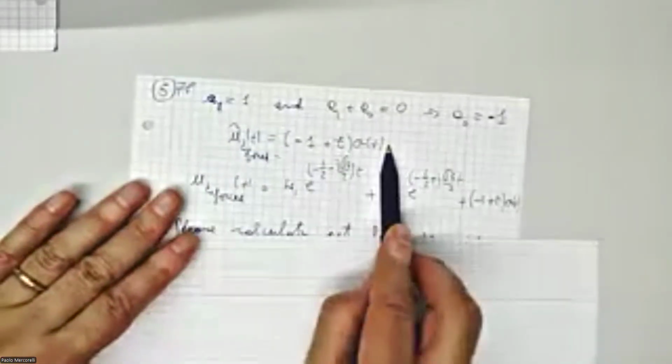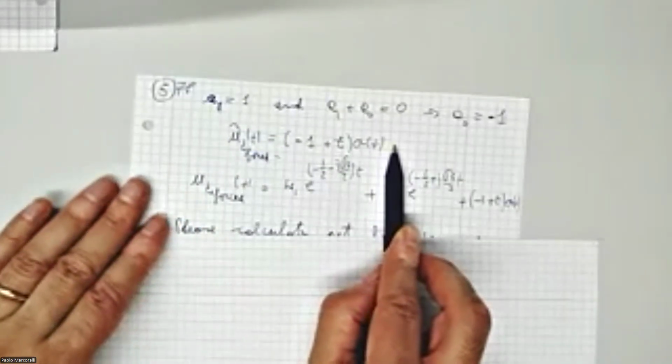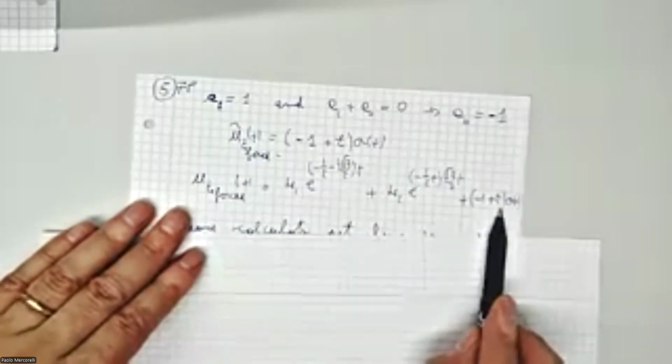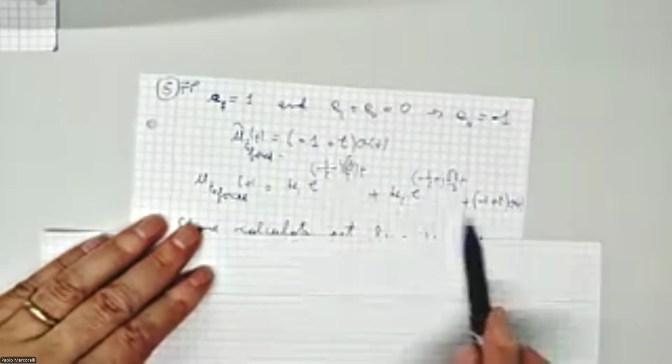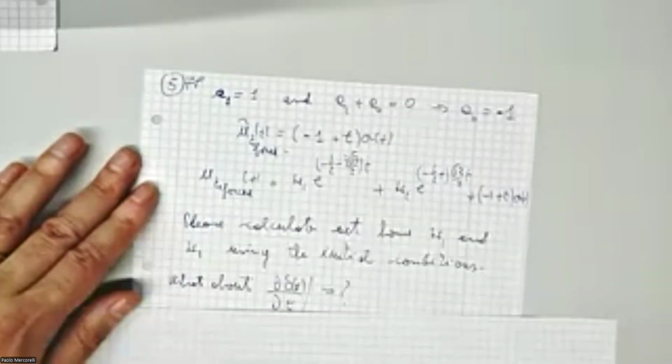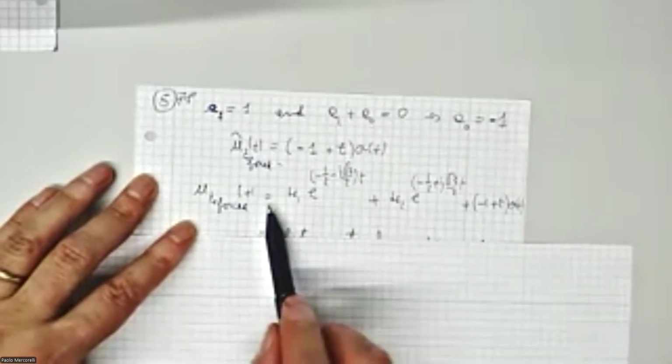You remember in math, we learned that linear differential equations have one solution. This means this is the permanent solution. This is the unique permanent solution which I will add to this general part. And then I have to calculate K1 and K2 using the initial conditions. You are able to do that.